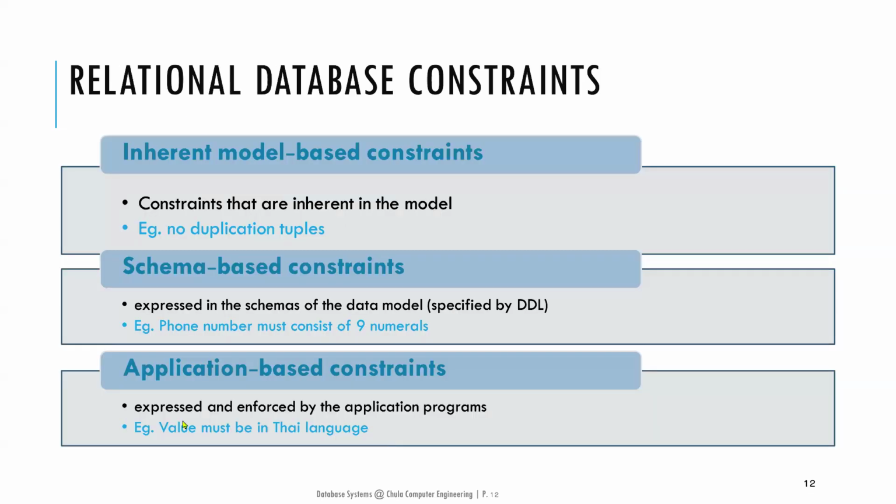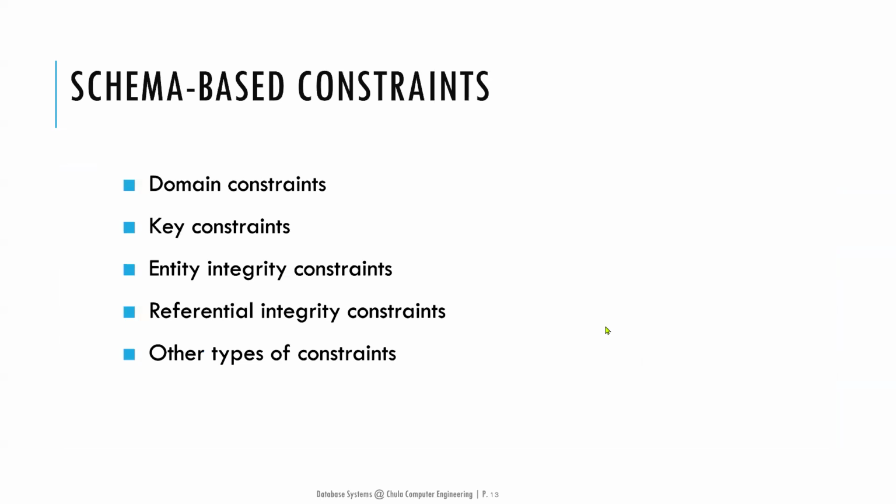Now, since there are three different things, inherent model-based constraints are the nature of the relational model itself. So you can't really do anything about this. Meaning that when you write the database, you can't really do anything to contradict the database's nature. Also, the application constraints would have to be handled at the application level. So we are going to focus on the schema-based constraints, right? Now, for schema-based constraints, there are 5 different types of constraints here.